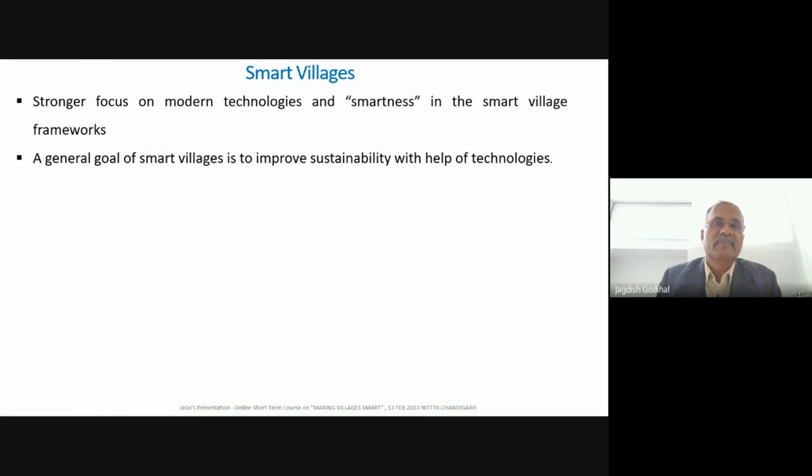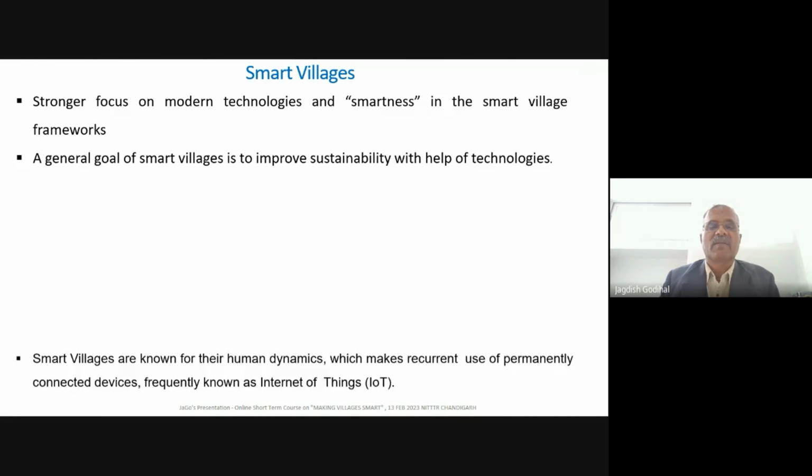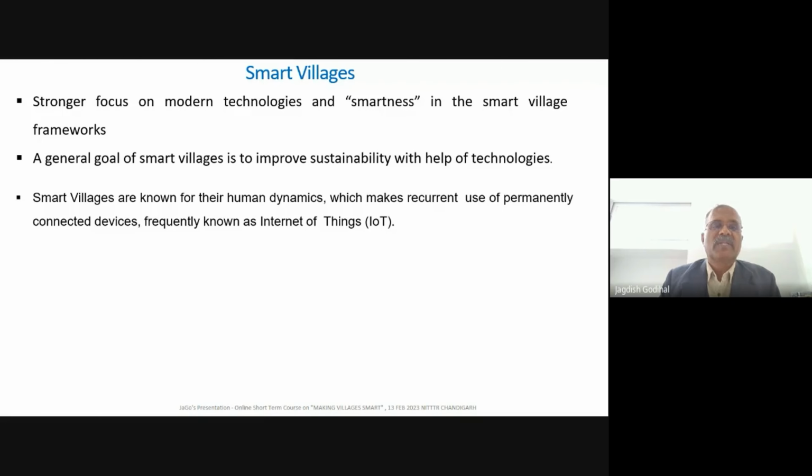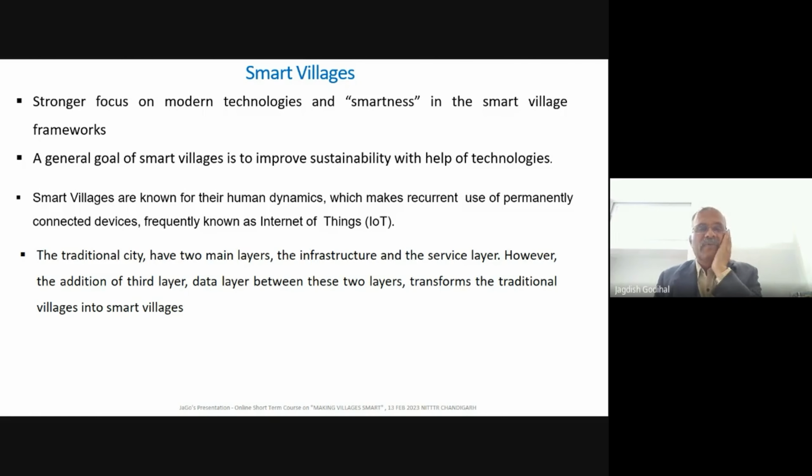Then we'll have the smart village concept. The focus on modern technologies in the smart village framework. The general goal of a smart village is to improve sustainability with the help of technology. Smart villages are known for their human dynamics, which make recurrent use of permanently connected devices, frequently known as IoT, Internet of Things.